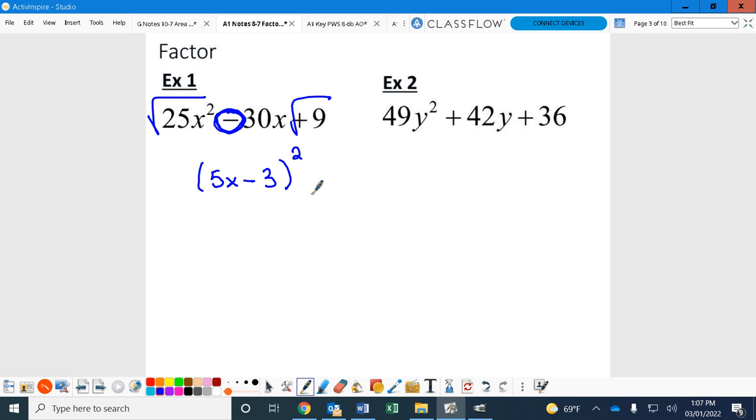Now, listen to me. If you do just this and you don't do the check, you're going to burn yourself on the test. There's going to be one of these that doesn't work on the test, and you have to do it the old-fashioned way with a diamond. So listen to me. You have to do 2 times whatever this first number is, which is 5x, times the second number, which is negative 3.